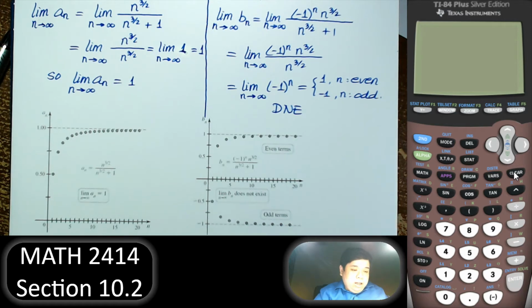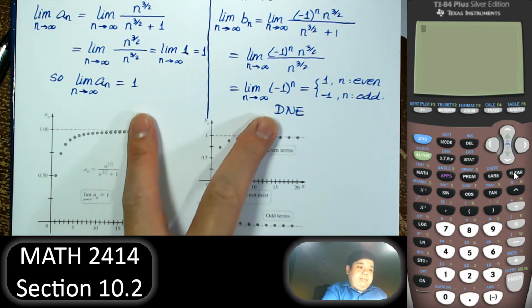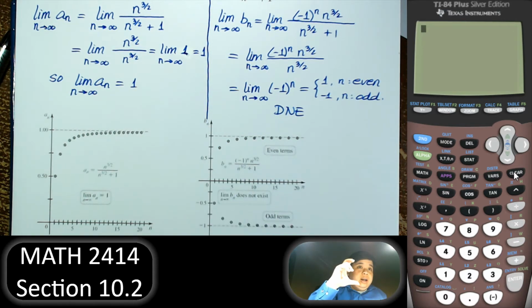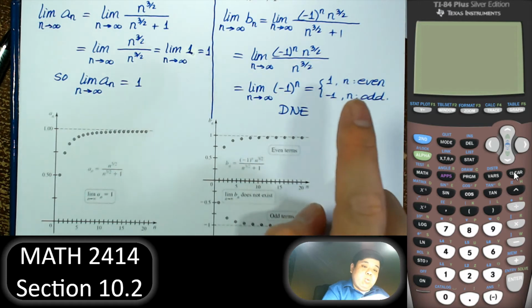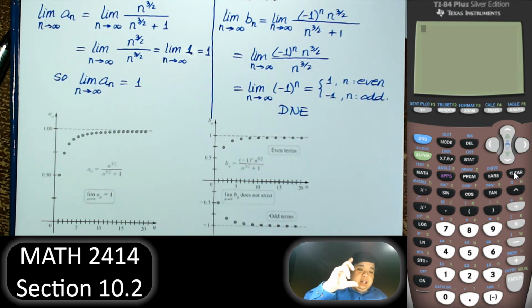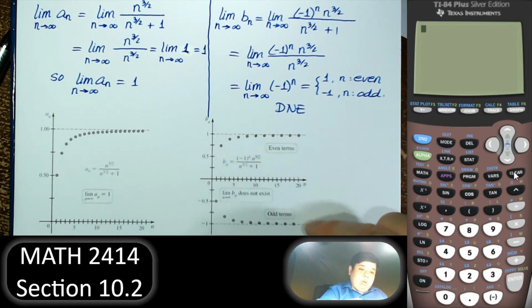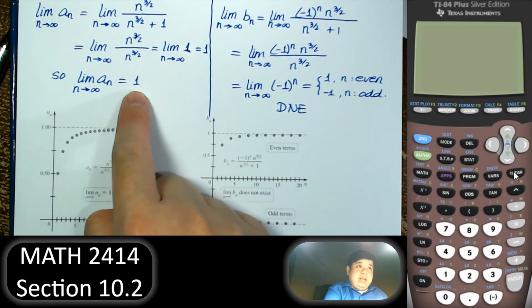Right. So the behavior: the bound is still 1, or could be negative 1, but for this one, the limit does not exist because it's alternating between 1 and negative 1. We don't know which one is which. And then on this one, the limit is equal to 1.